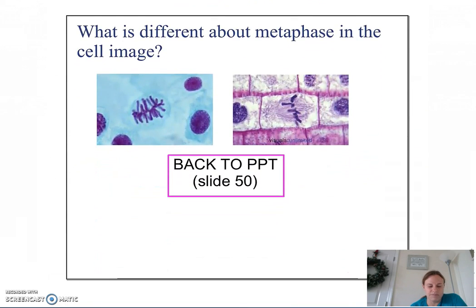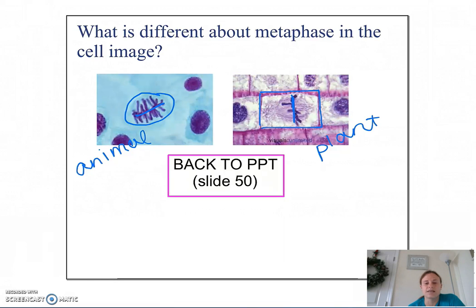So what's different about metaphase in both of these images? We see that the chromosomes are lined up down the middle, down the equator, but how do we know that they're different? Well, do you notice the shape of this cell versus the shape of this cell? So what we're looking at over here is an animal cell in metaphase, versus on the right-hand side, which is a plant cell in metaphase.